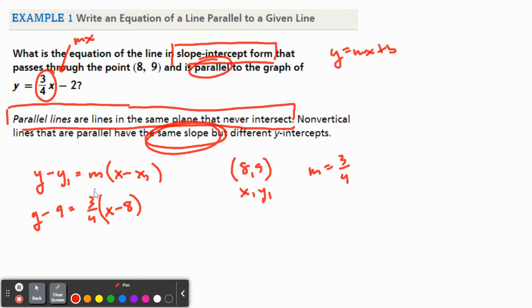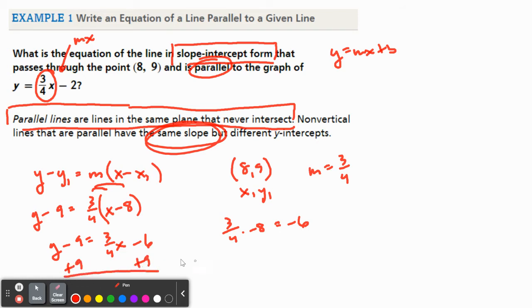So the first thing I'll do is go ahead and distribute the 3/4. So this would be y minus 9 equals 3/4 times x is 3/4 x. And then we'll do 3/4 times negative 8. So in Desmos, I would just type in 3/4 times negative 8. And it'll give you the answer of negative 6, minus 6. And now to get y all by itself, we're simply going to add 9 to both sides.